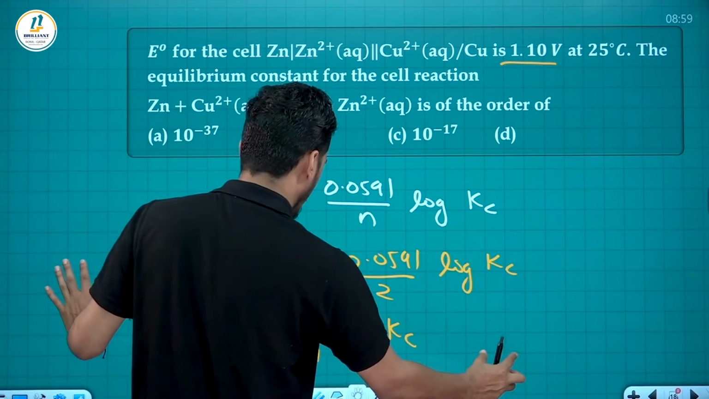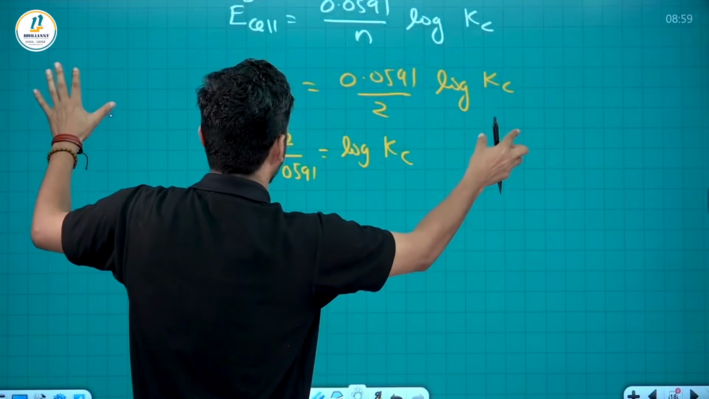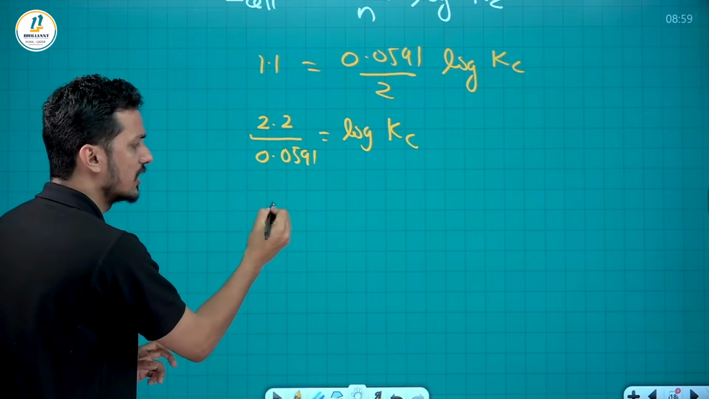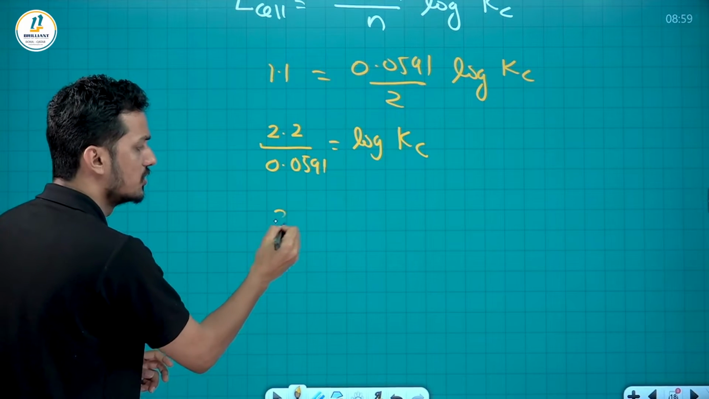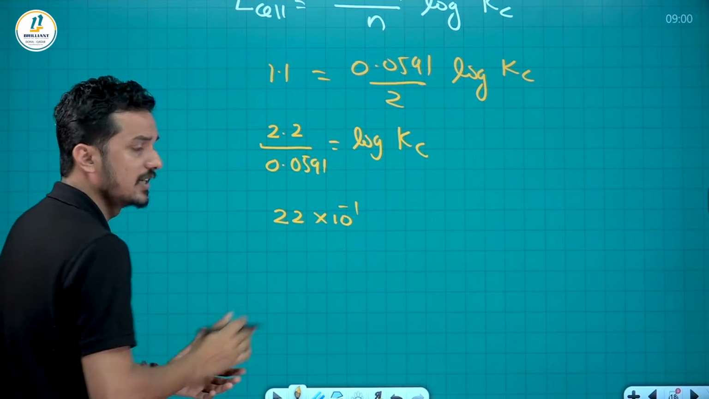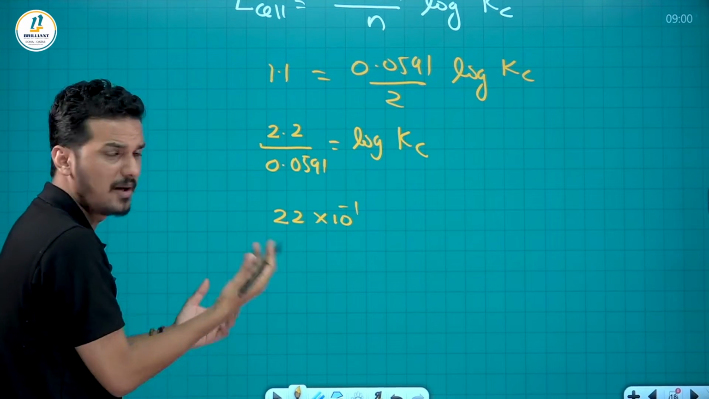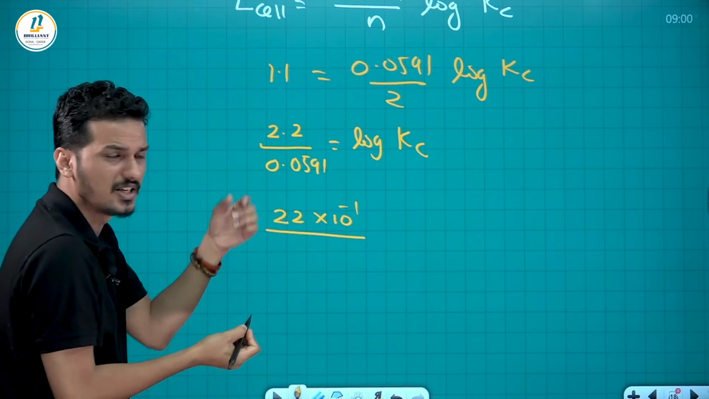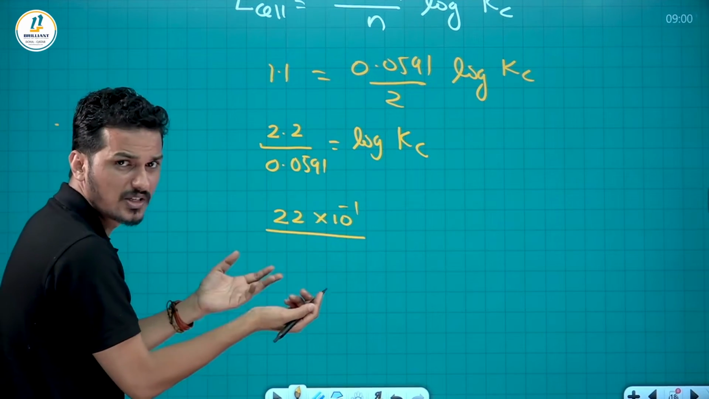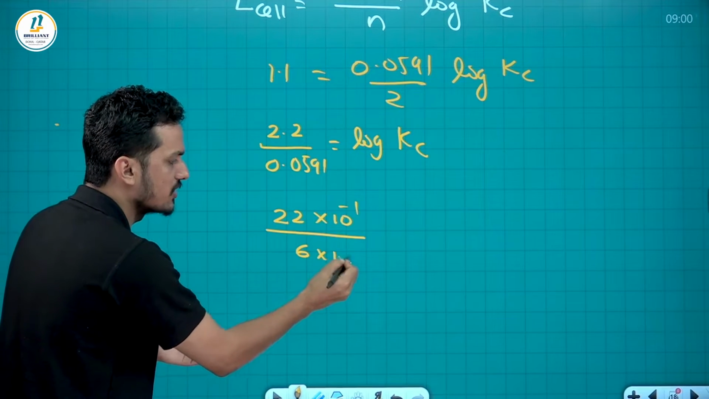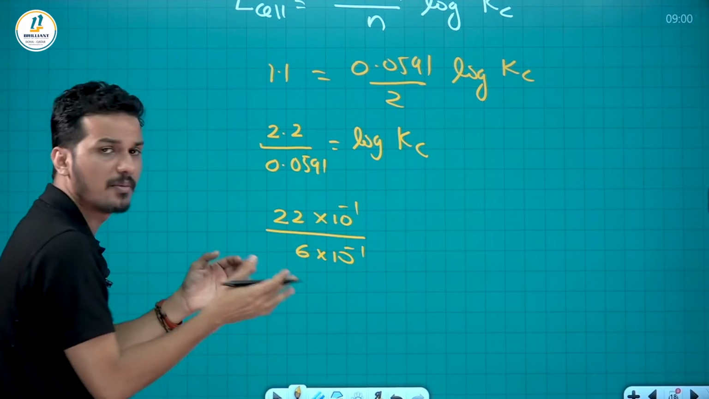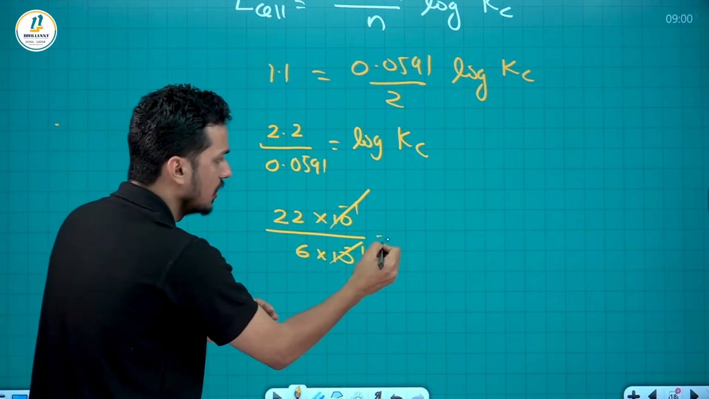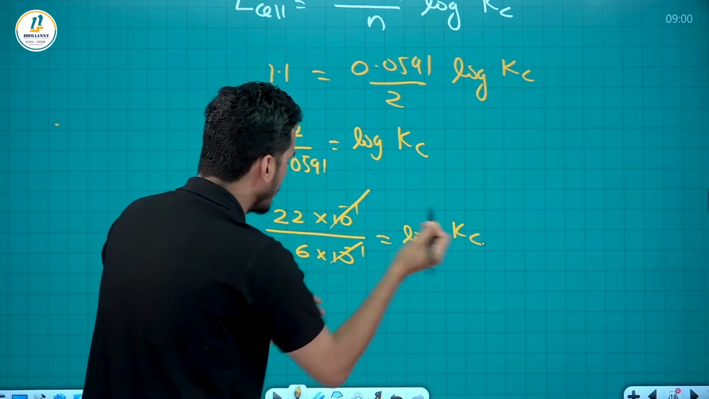Okay, listen to me carefully, guys. I am going to divide it. I will write this one as 22 into 10 raised to minus 1. And this one I am taking as 59 point something, so I am taking 0.06. 0.06 means 6 into 10 raised to minus 1. That also I am writing as 6 into 10 raised to minus 1. The minus 1 gets cancelled. 22 by 6 equals log Kc.